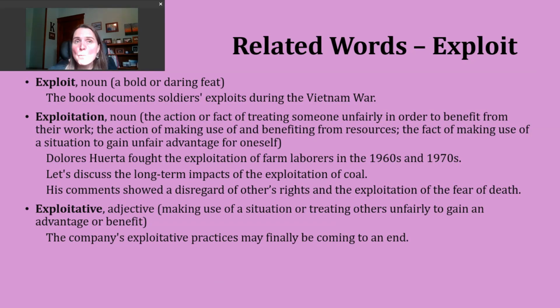Now, I've got one more word for us. It's the adjective exploitative. This describes something that is making use of a situation or treating others unfairly in order to gain some kind of advantage or benefit. An example of this might be, the company's exploitative practices may finally be coming to an end.